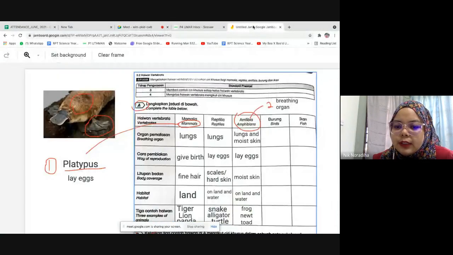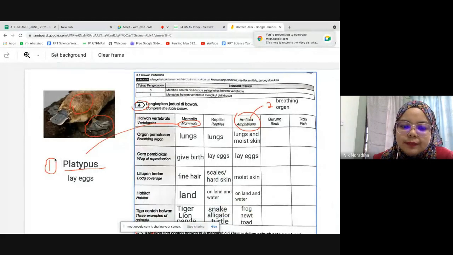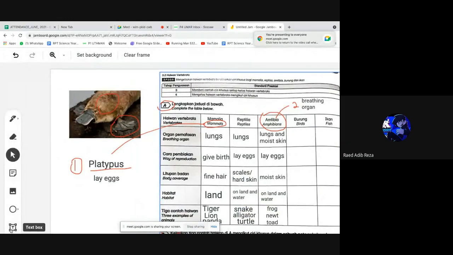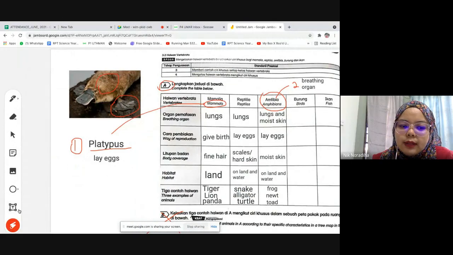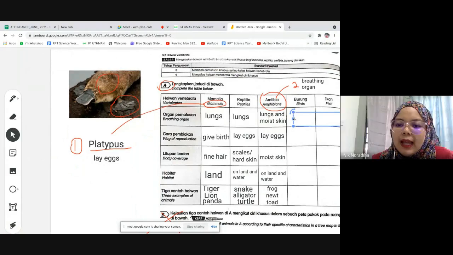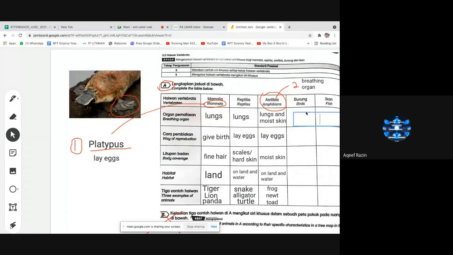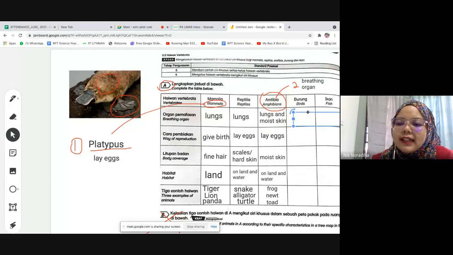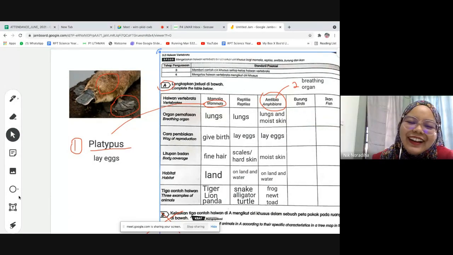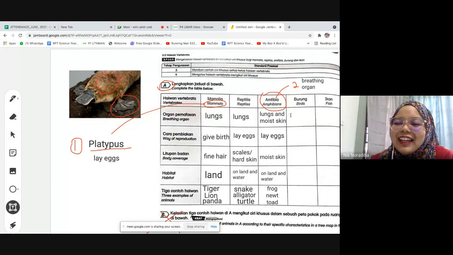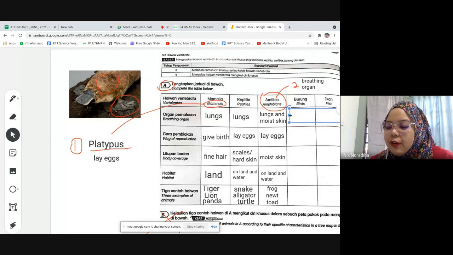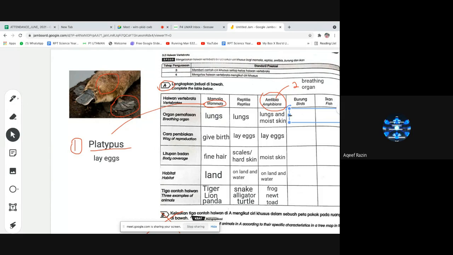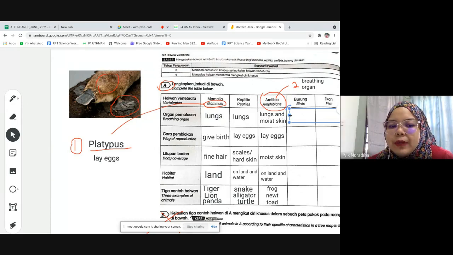Akif Razin, can you turn on the microphone, Akif Razin? Akif, answer teacher. Yes, teacher. Okay, good job. Okay, Akif, what is the breathing organ for bird, Akif? Same like human, Akif. What is it?